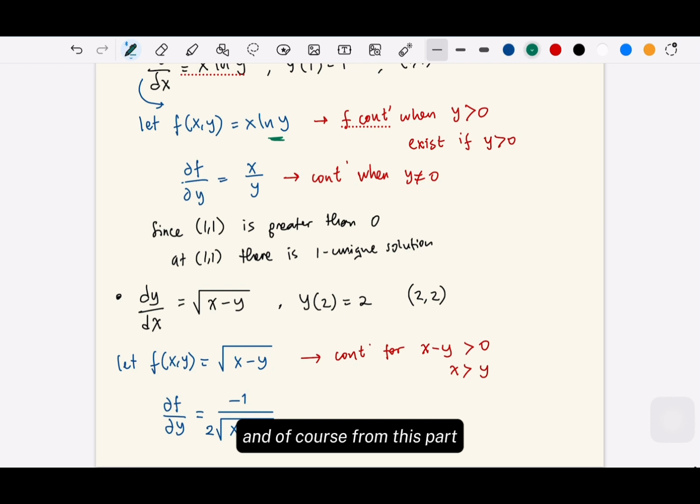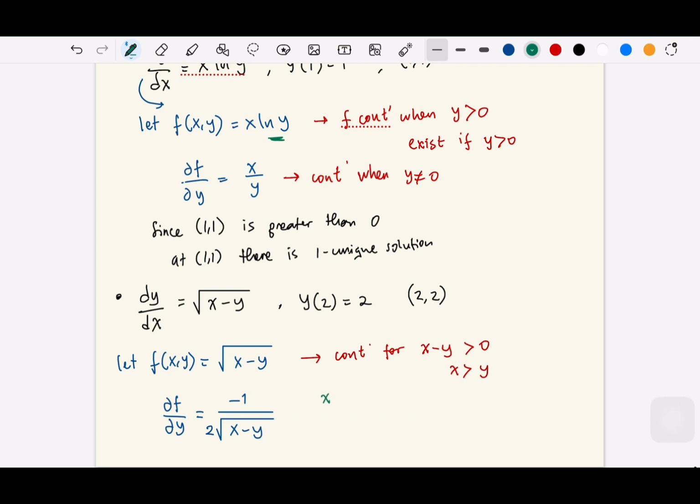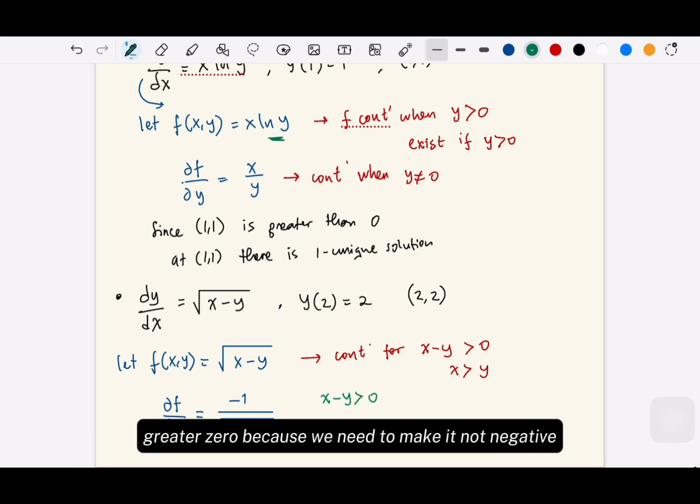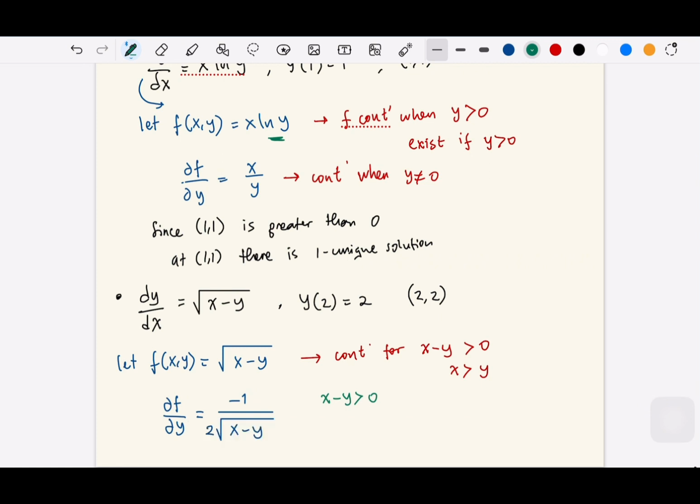And of course, from this part, we need to make this greater than 0, because we need it to be not negative, and since it is in the denominator, it is not equal to 0. We need x minus y greater than 0. So what will happen at 2, 2? It's equal to 0, right? It's equal to 0. Okay. So at 2, 2, we cannot guarantee the existence.